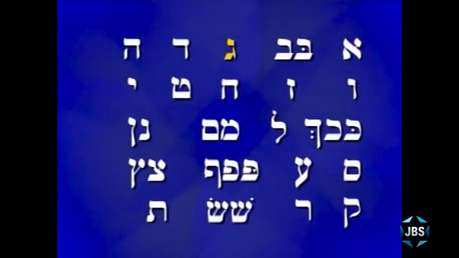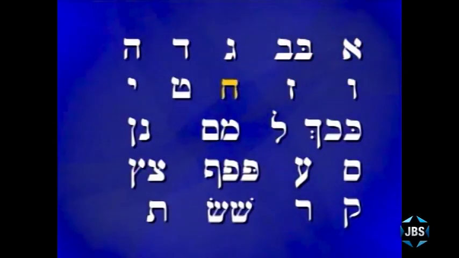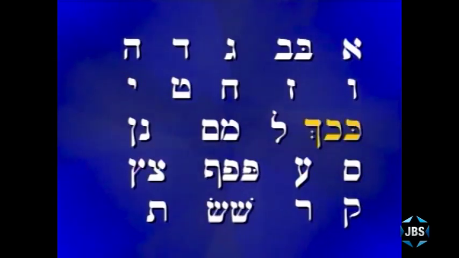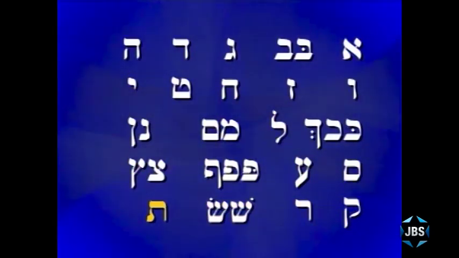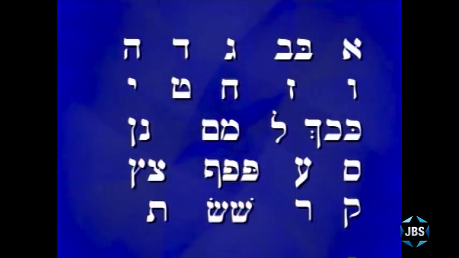Aleph, Bet, Vet, Gimel, Dalet, Hey, Vav, Zayin, Chet, Tet, Yud, Kaf, Chaf, Lamed, Mem, Nun, Samech, Ayin, Pei, Fe, Tzadik, Kuf, Resh, Shin, Sin, Taf. Now I think I've said enough.